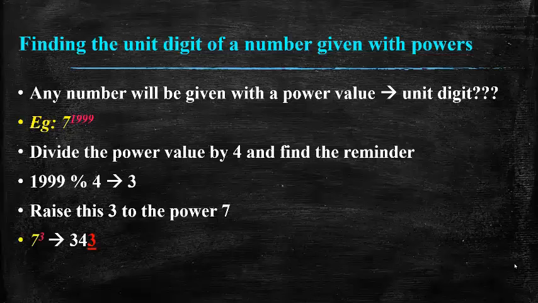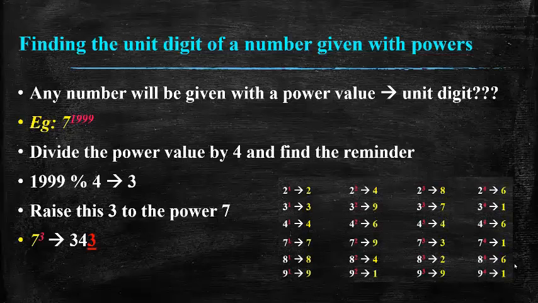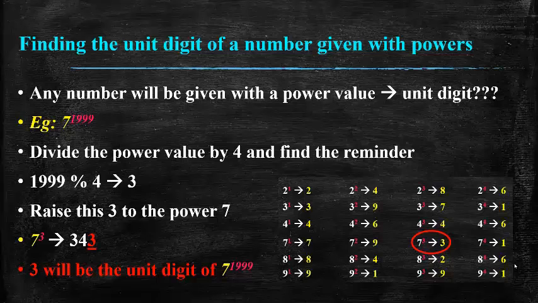So you can remember the chart as well. 7 cube ends with a unit value that is 3. 7 cube has a unit value of 3. So 3 will be the unit digit of 7 power 1999. If you remember this cycle chart, it is pretty easy to solve this problem within 10 seconds.